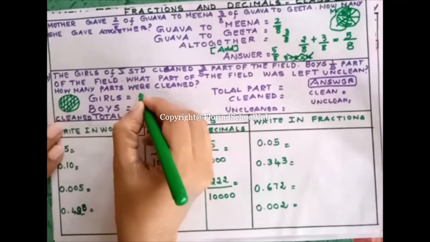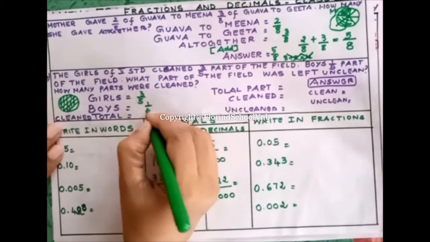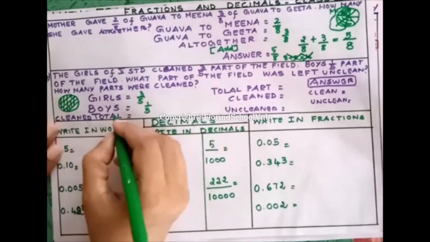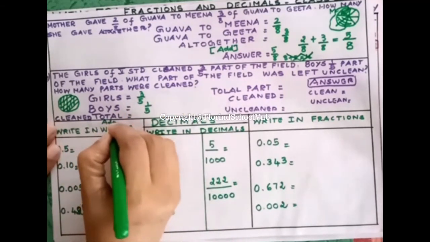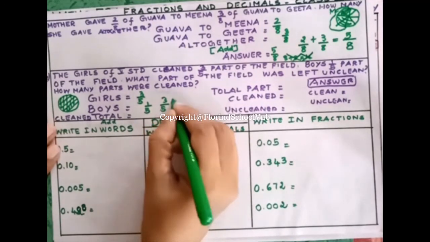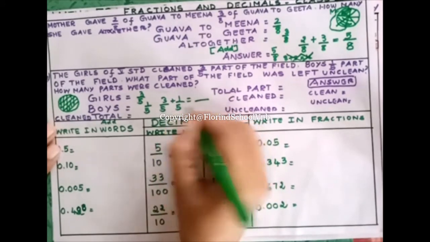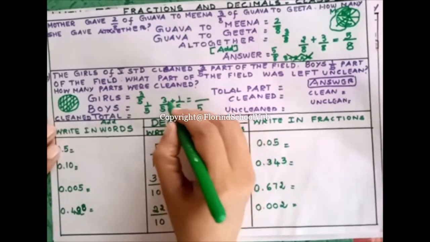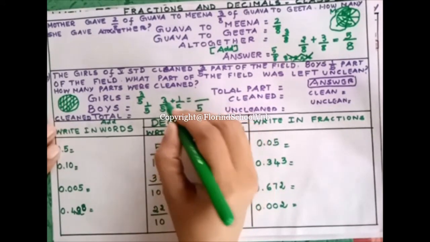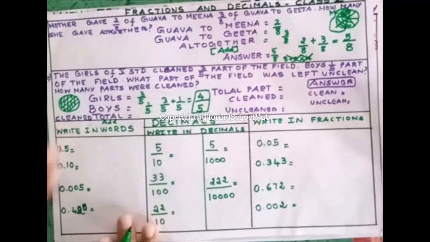So girls cleaned 3 by 5. Boys 1 by 5. Total means add. So 3 by 5 plus 1 by 5. Keep the denominator as such and count only the numerator. 3 plus 1 is 4. 4 by 5 is cleaned.